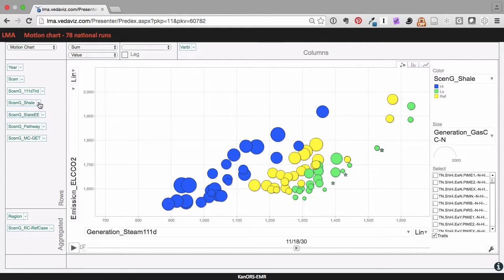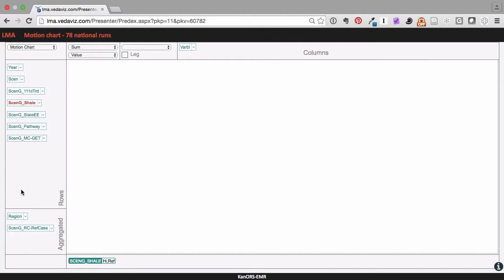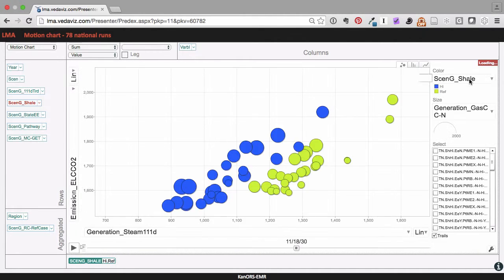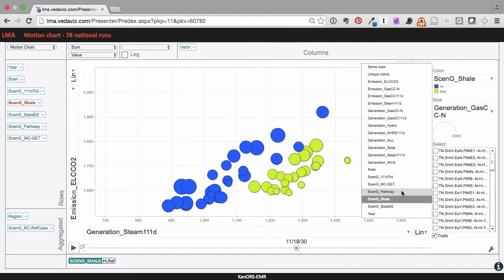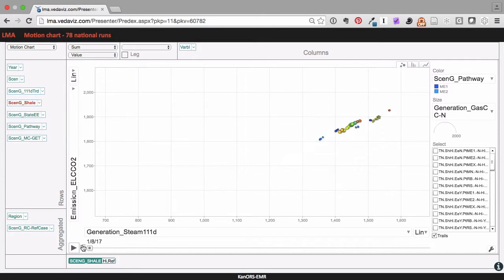I'm going to reduce the amount of information on the screen by taking the high gas price or low shale scenarios off, and then change the coloring back to pathway. And now let's look at playing the results forward in time.